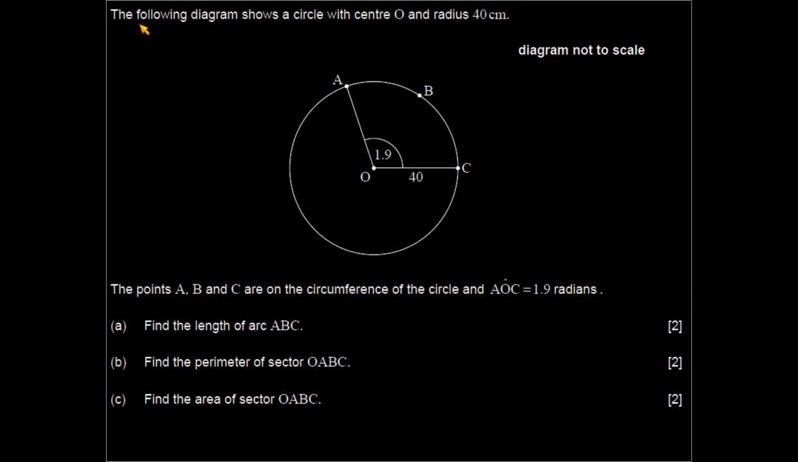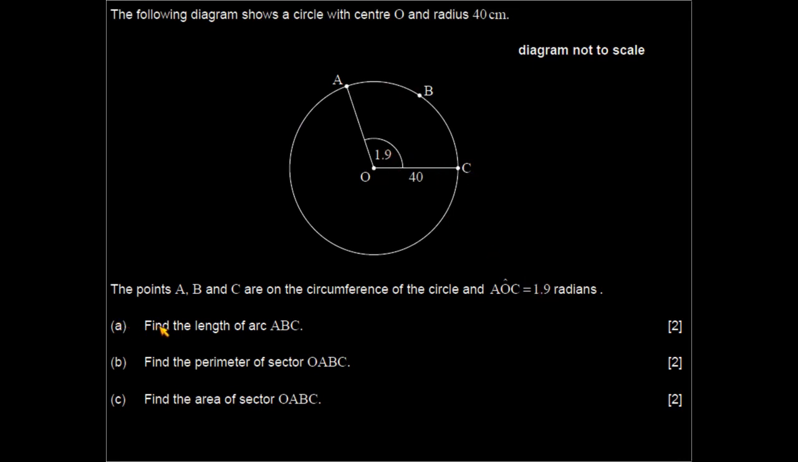Okay, this question says the following diagram shows a circle with centre O and radius 40 centimetres. Our diagram here says the points A, B and C are on the circumference of the circle and AOC is 1.9 radians. So A, B and C are all on the circumference, and the angle it's talking about here is marked as 1.9 radians.